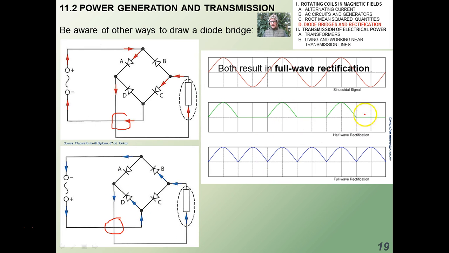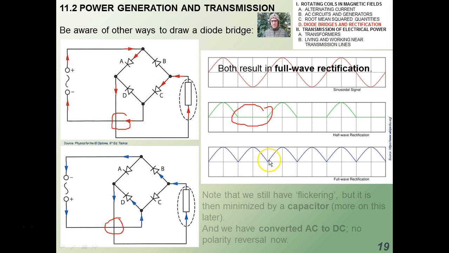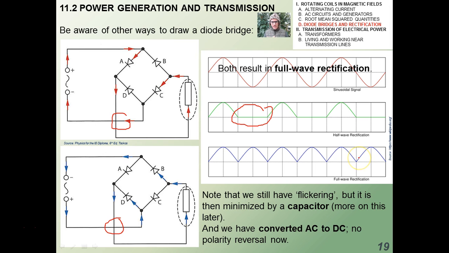And this is kind of nice. Here's the original sinusoidal signal. The top one, half wave rectification. There we are, losing half our power. Full wave, okay, and all these little sort of divots or canyons in between. Okay, we still have flickering, but again, it's going to be minimized by a capacitor.